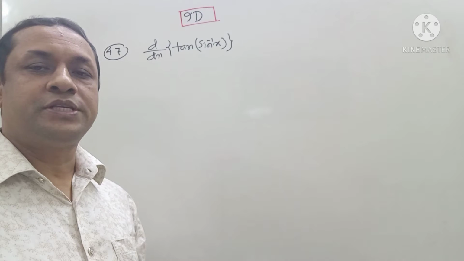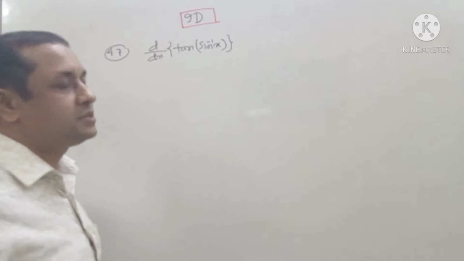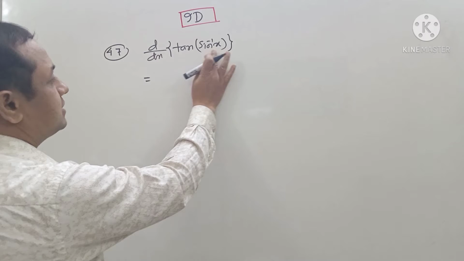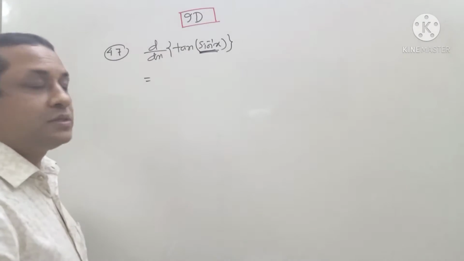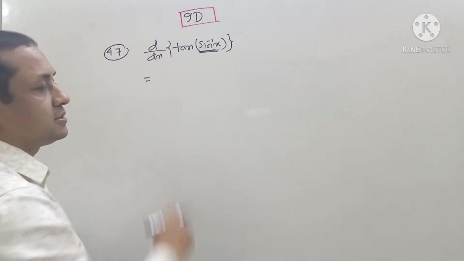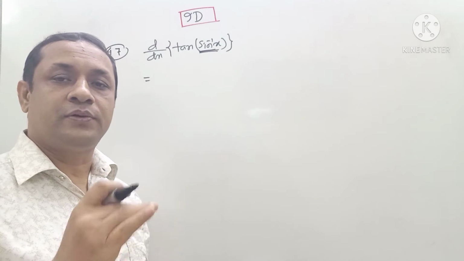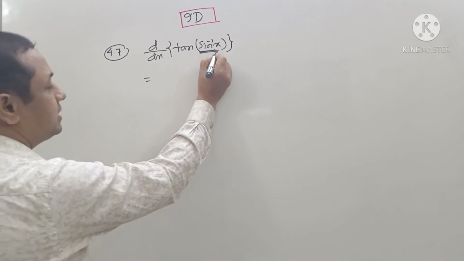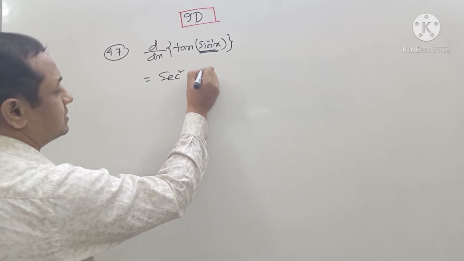Question number 47. d/dx of tan(sin⁻¹x). Let sin⁻¹x equal to x. We know that tan x... Student, you have learned d/dx of tan x equals sec² x. So using the formula, tan x gives sec² x.